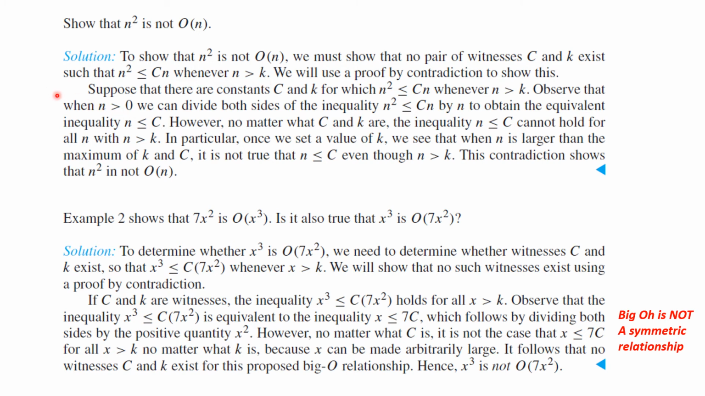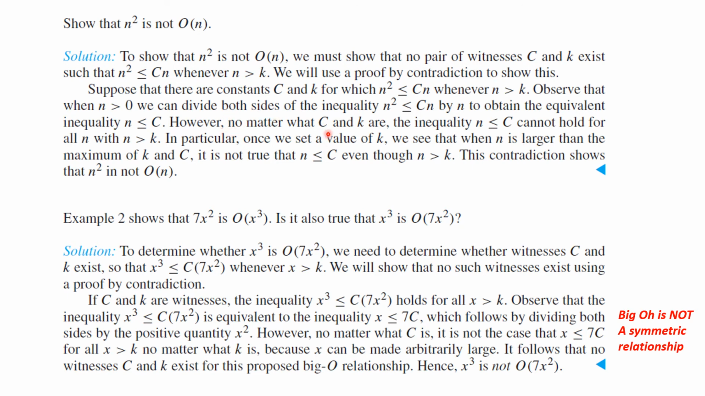So suppose that there are constants c and k, so that n squared is less than or equal to cn whenever n is bigger than k. Now notice when n is bigger than 0, you can divide both sides of this expression by n and not change the sense of the inequality. So when you do that, you get n is less than or equal to c.